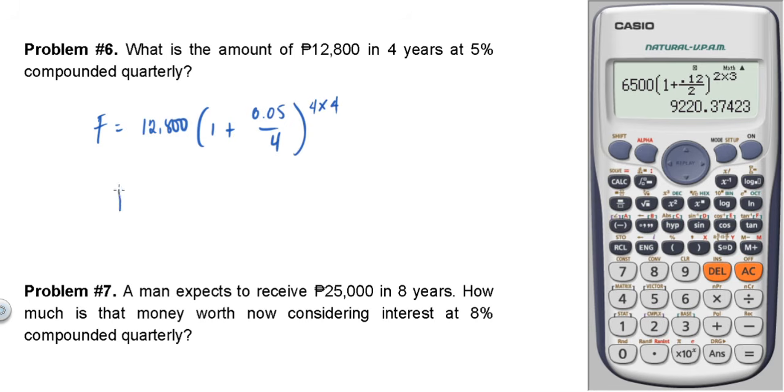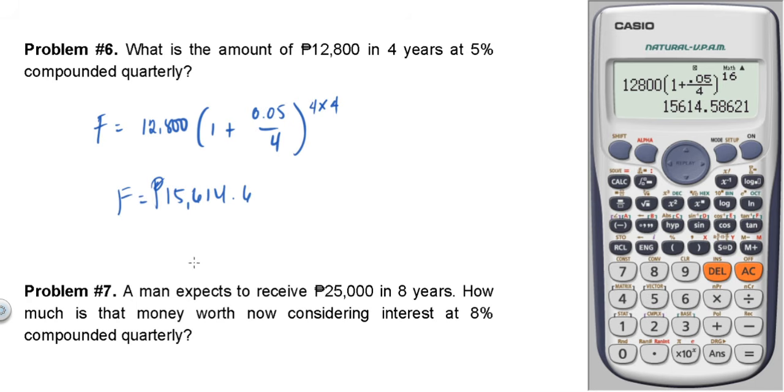Yan, no? So, mga ganyan lang yung problem. So, we have 12,800 there, then multiplied by 1 plus 0.05 over 4. Okay. Then, raised to 16 equals 15,614.6. 15,614.6 na lang. So, yan na yung answer mo.